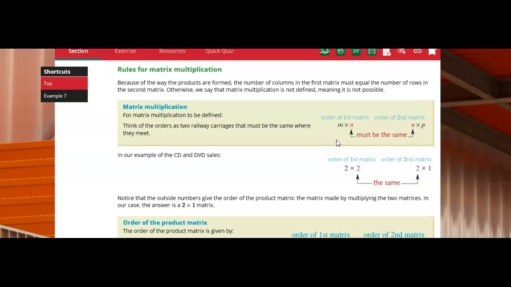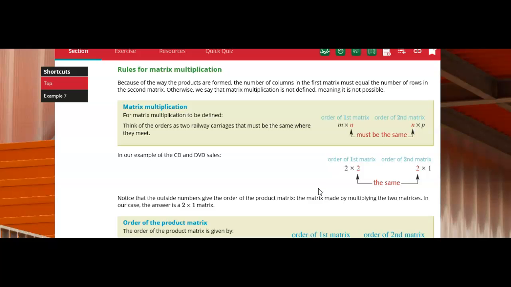So you can see here it's written as m times n and n times p. When you're writing the order of your matrix, the number of columns has to be the same as the number of rows in your second matrix. So the number of columns in your first matrix must be the same as your number of rows in your second matrix. And when we do some examples in a sec, I'll show you the easiest way to do that.